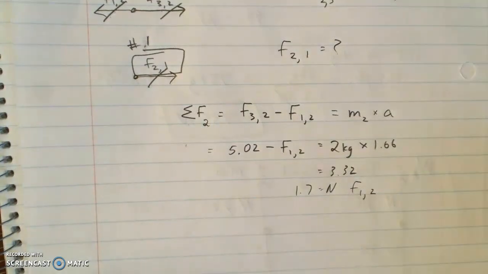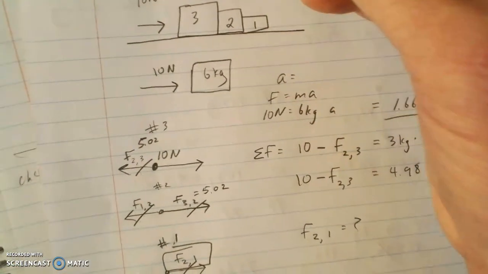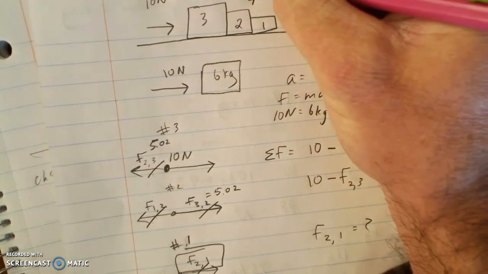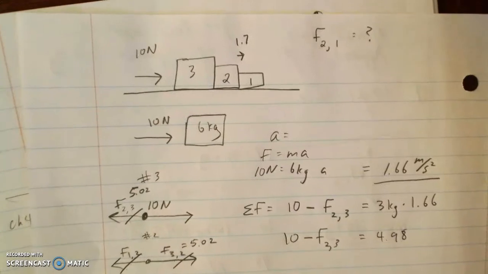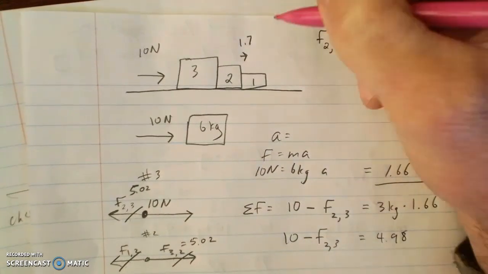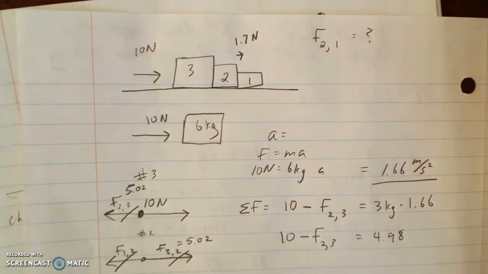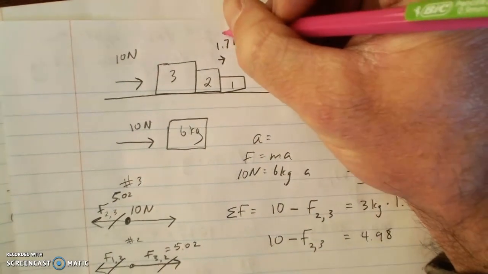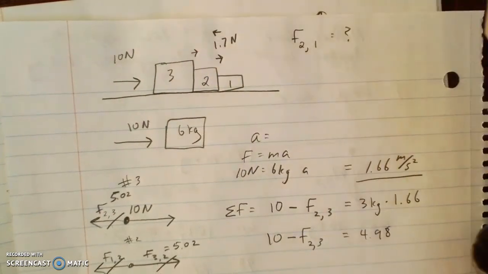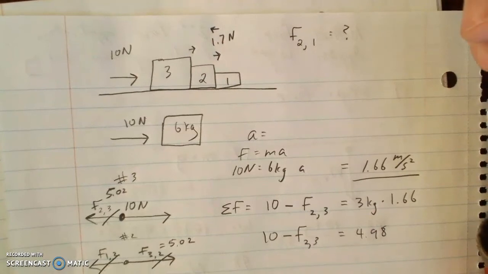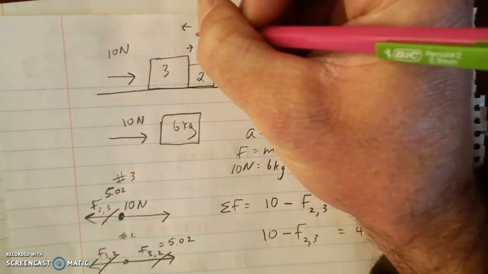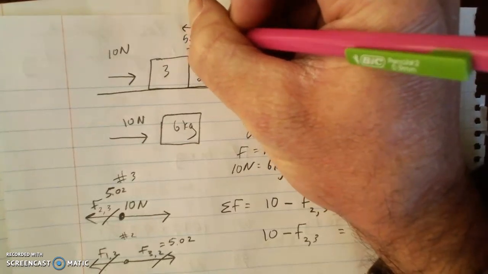So let's look back here at what's going on. In the beginning of this question, I asked you, what is the magnitude of the force by block 2 on block 1? And we figured it out to be 1.7. So there's these third law force pairs in between each block which are less than 10 newtons. And the force pair between these guys we said was 5.02.